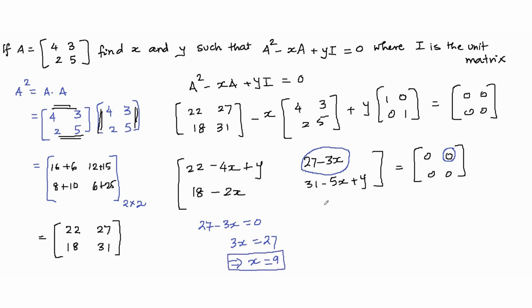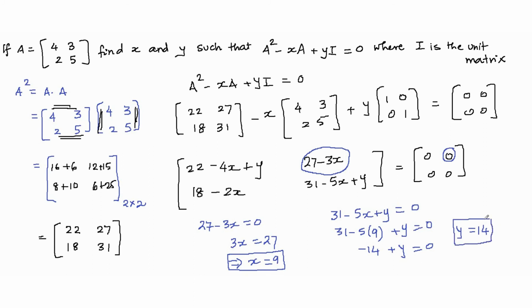And now equating the y value, we get 31 minus 5x plus y is also equal to 0, which means 31 minus 5 times 9 plus y is equal to 0. 31 minus 45 is minus 14 plus y is equal to 0, which implies y is equal to 14, right? So the values of x and y are x is equal to 9 and y is equal to 14. So this is how I solved this particular question.